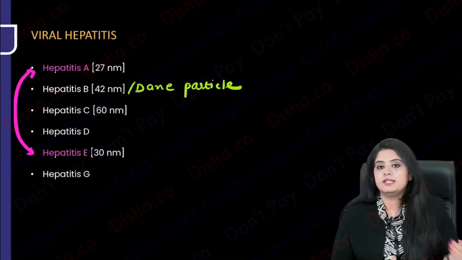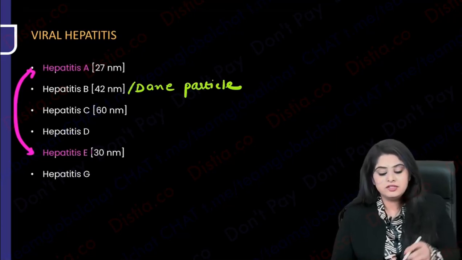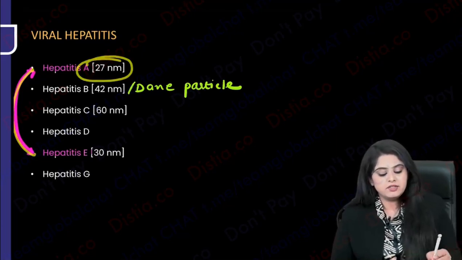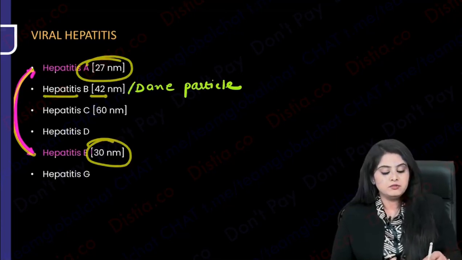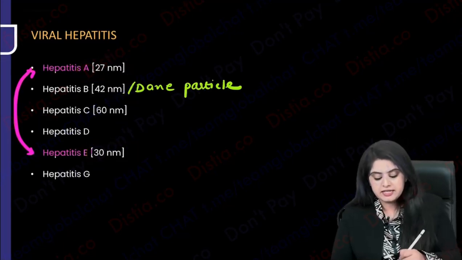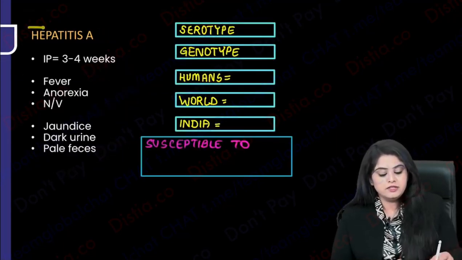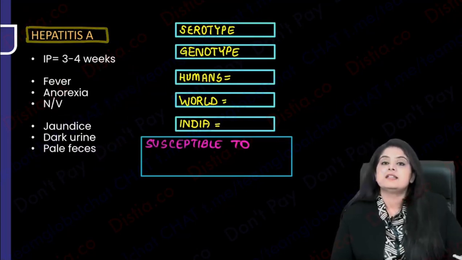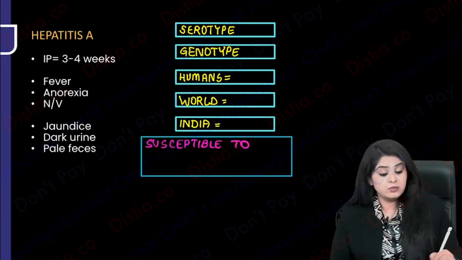Hepatitis C, a little bigger, is going to be 60 nanometers. So easy. A and E are going to be 27 and 30 respectively. B is 42 and C is going to be 60. Now we are finally ready to take on the world with the first hepatitis that we have, that is hepatitis A, which has an incubation period of what?